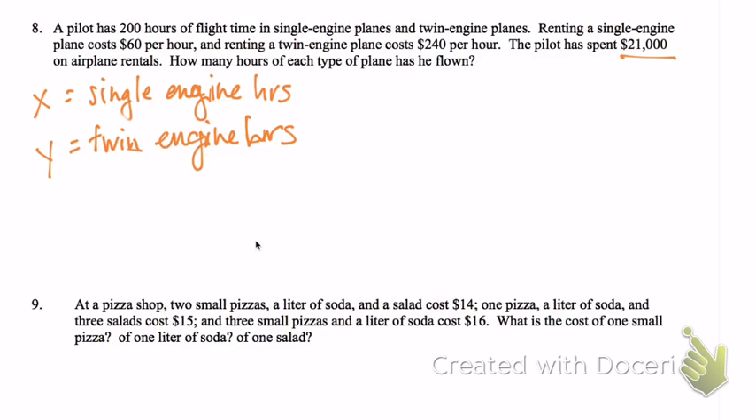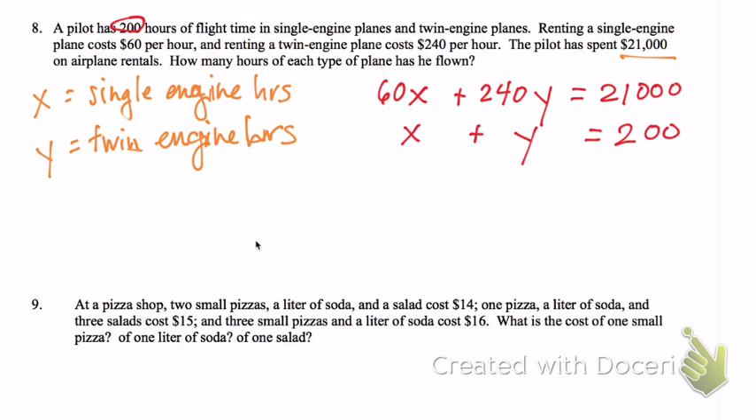So now I have 2 variables, so I need 2 equations. The first one can be the total cost. So what would an equation be to represent the cost? Yeah, so if I'm doing the cost, it costs $60 for single and $240 for twin. And I'm spending how much money? $21,000. Then the second one can be the number of hours that I fly. So how many hours is the pilot flying? 200. So I can say that X plus Y equals 200.